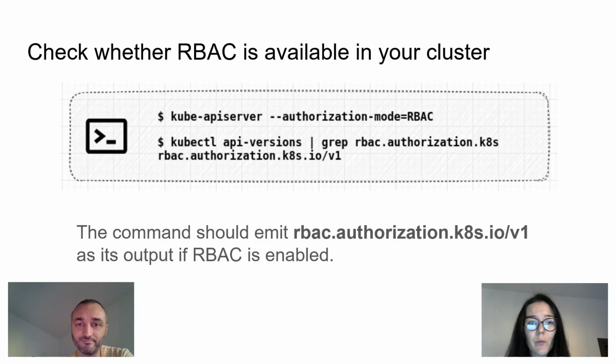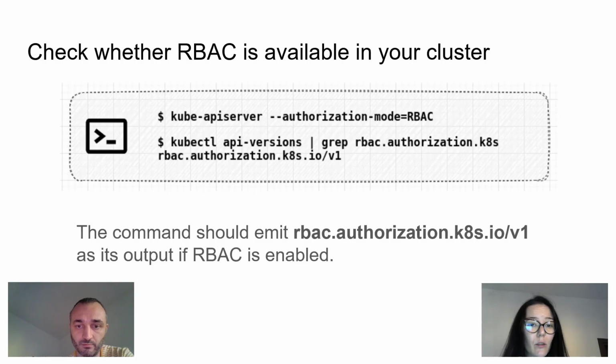We are able to check whether this feature is available in our clusters by running the command available on the screen. So it is kubectl api-versions | grep rbac.authorization.k8s. This command should emit some output if RBAC is enabled. Otherwise, in case this is turned off, the command doesn't produce any output. We are able to activate it in the Kubernetes API server by issuing the --authorization-mode=RBAC flag, as displayed in the PowerPoint presentation, being the first command.